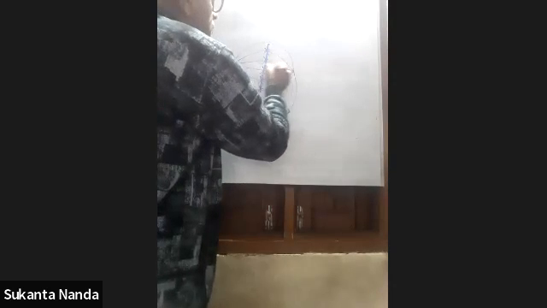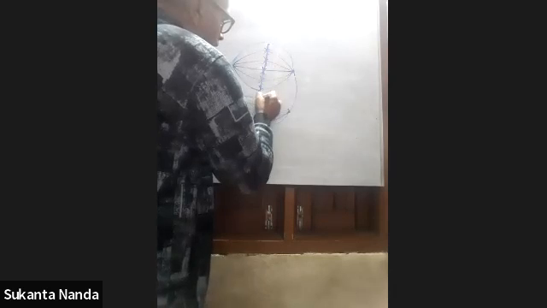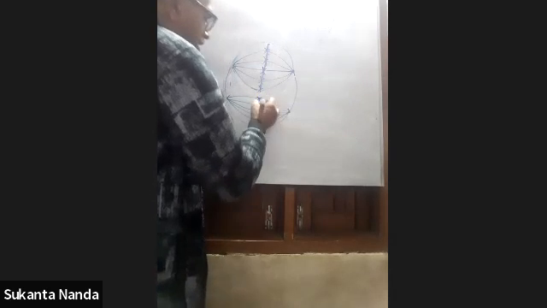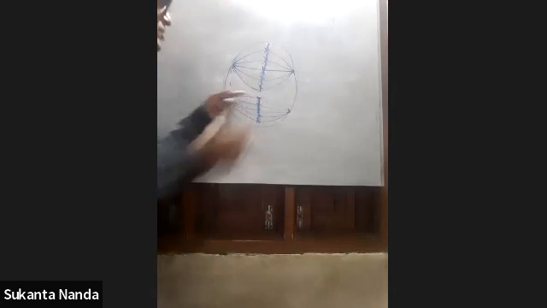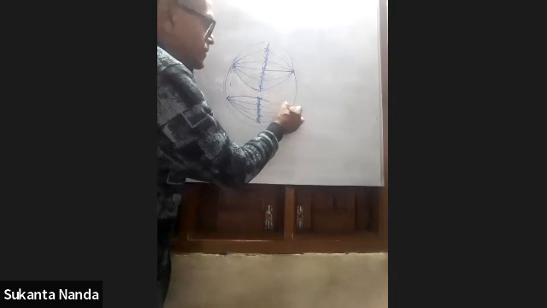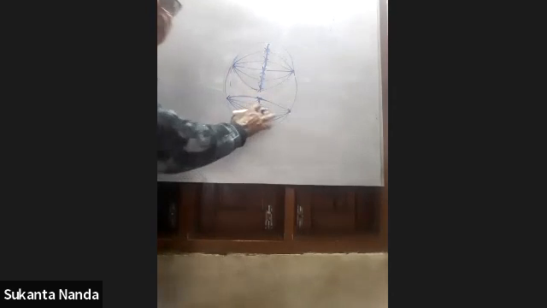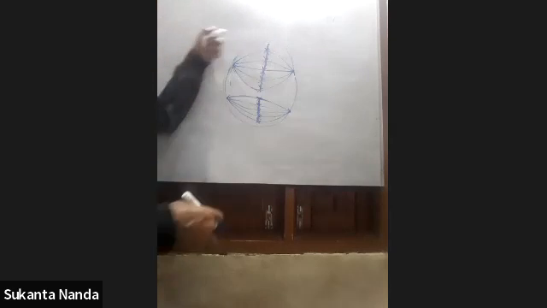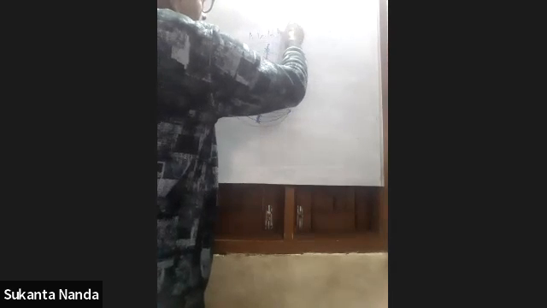So the microtubule spindle fibers of the opposite poles are attached to the chromosomes. These are the chromosomes. The kinetochores of the chromosomes are attached to the spindle fibers. There are two kinetochores, and they are attached to the spindles. These are the spindle fibers. So this is metaphase 2.